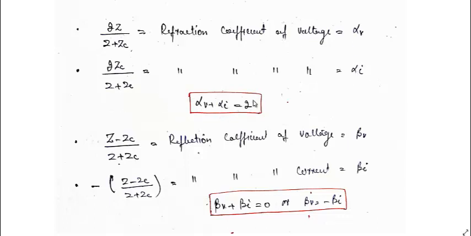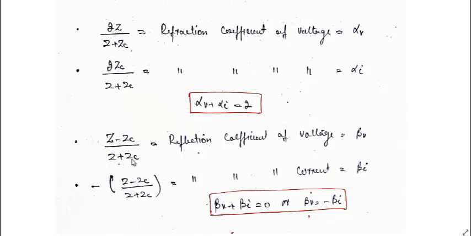From here, they are related to each other. Alpha V plus alpha I is equal to 2. You can calculate them: twice Z divided by (Z plus Zc) plus twice Zc divided by (Z plus Zc) comes out to be equal to 2. This is always the case. When we have the value of alpha I, you can calculate the value of alpha V: 2 minus alpha I is equal to alpha V. Or similarly, if you have alpha V, you can subtract it from 2 to get the value of alpha I. So these are related like this.